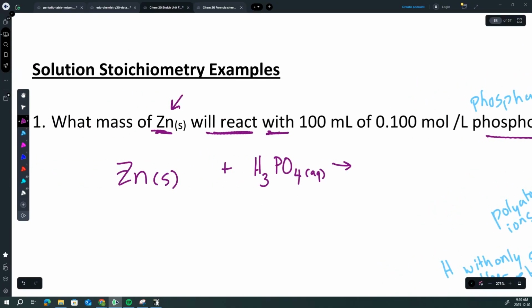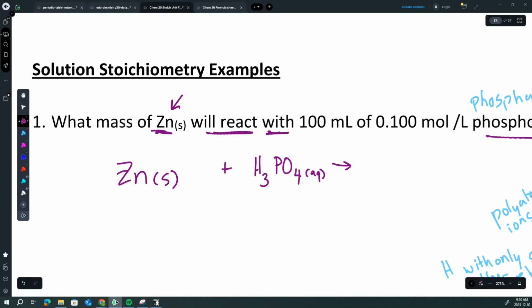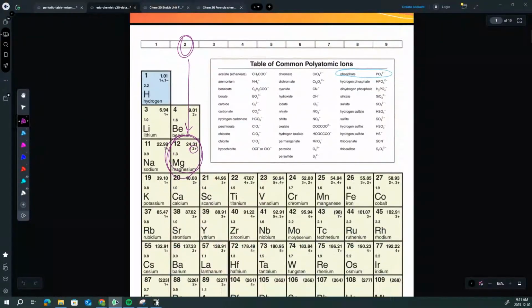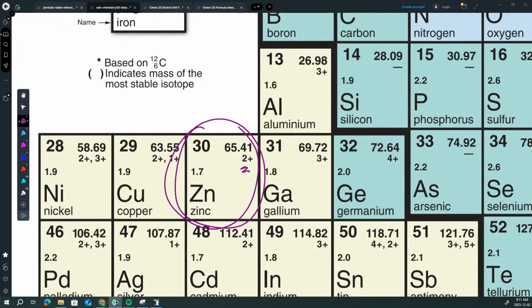Now for our products. If I look, we've got an element reacting with a compound, so this is a single replacement reaction. We're going to want to figure out what type of ions our element likes to form. One way you can do that is you can say, well, I know this is a metal, and metals typically like to form cations or positive ions. Or you could also just look it up on your periodic table, and zinc is going to be number 30. Right here, you can see that it likes to form a cation.